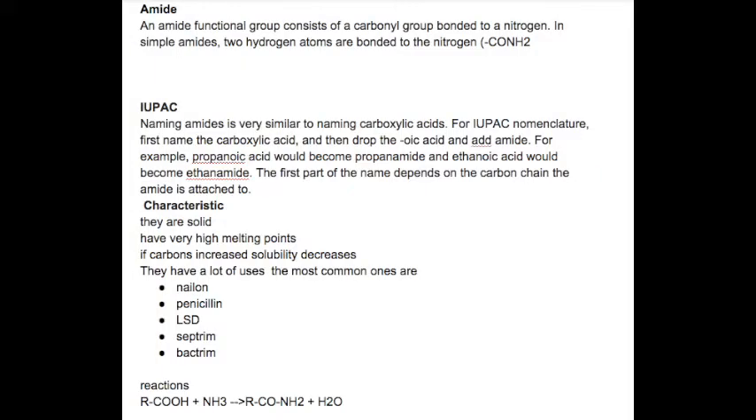An amide functional group consists of a carbonyl group bonded to a nitrogen. Two hydrogen atoms are bonded to a nitrogen. Some of the characteristics are that they are solid, have very high melting points, and if carbon increases, solubility decreases. They have a lot of uses. The most common ones are nylon, penicillin, LSD, Septrin, and Bactrin. The last two are for treating stomach aches.